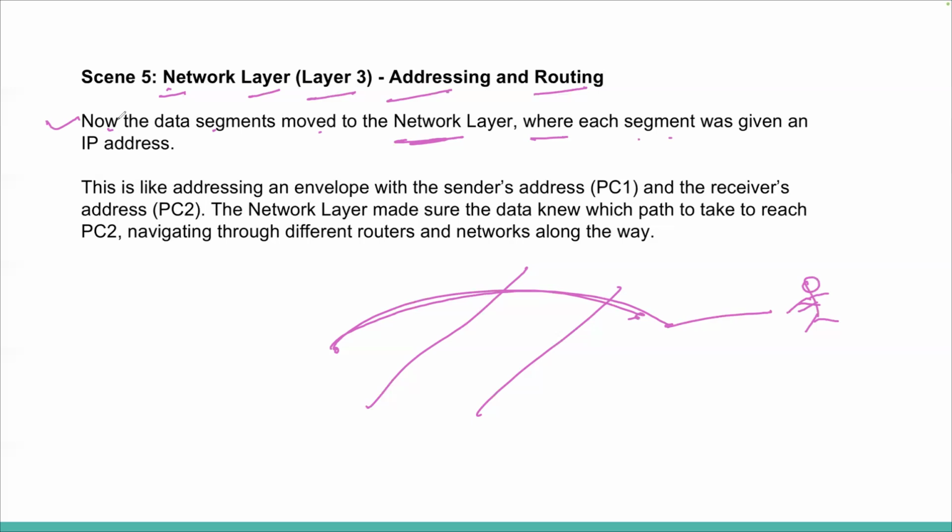Okay, it's like you're sending a mobile phone, you have made a box, everything is packed and ready. Now is where you write the from address and to address. That stage came now. This is like addressing an envelope with the sender PC1's IP address and PC2's IP address. Now the network layer makes sure the data knows which path to take to reach PC2. It has to navigate through different routers and networks in between.